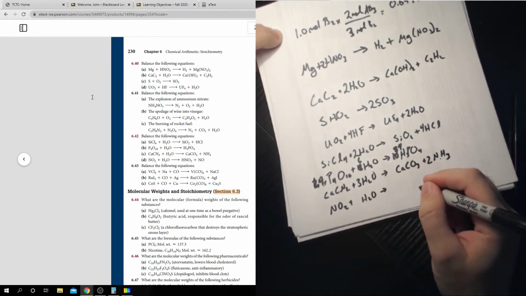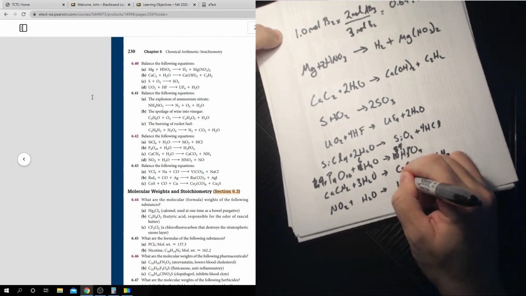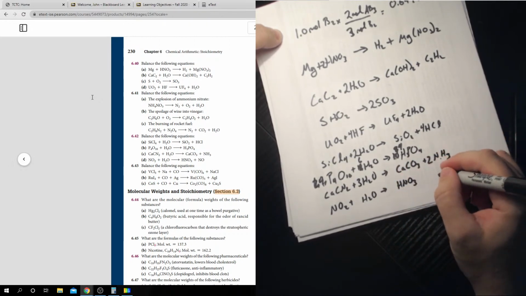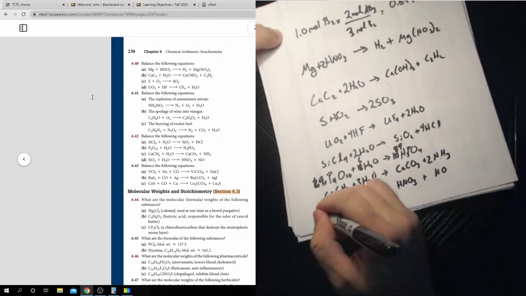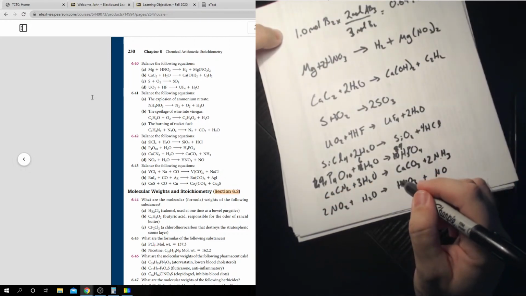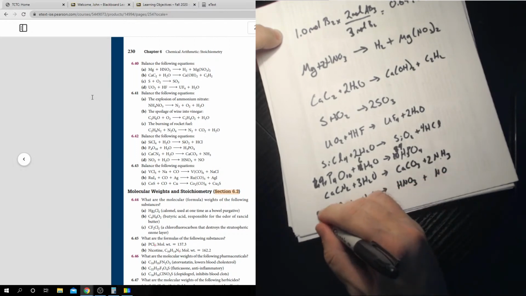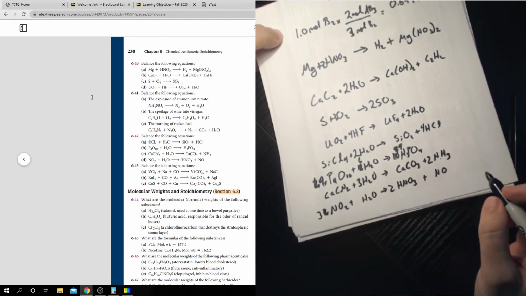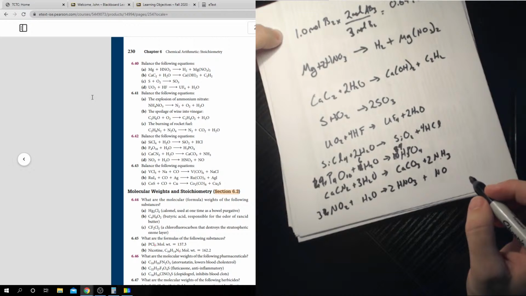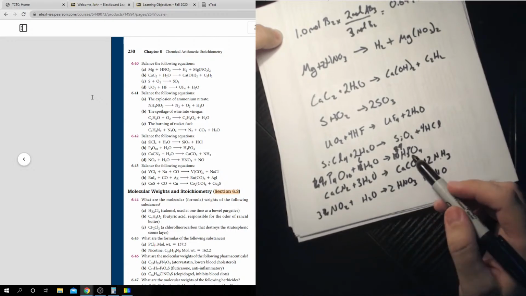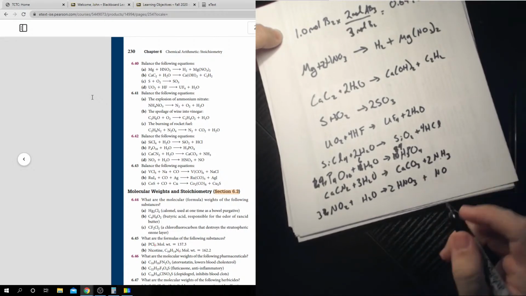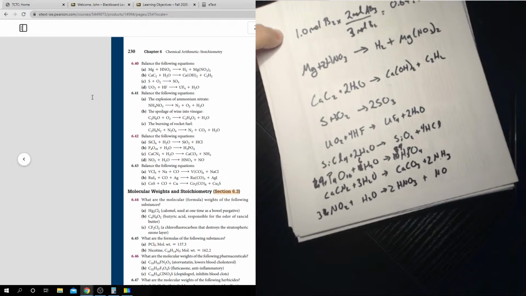NO2 plus H2O yields HNO3 plus NO. Now we're going to need 2 of these. Oh, no, we're going to need 3 of these, because we'll need 2 of these. 2 and 2. 2 plus 1 is 3. 3 times 2 is 6, plus 1 is 7. 6 plus 1 is 7. Yep, that'll balance it.